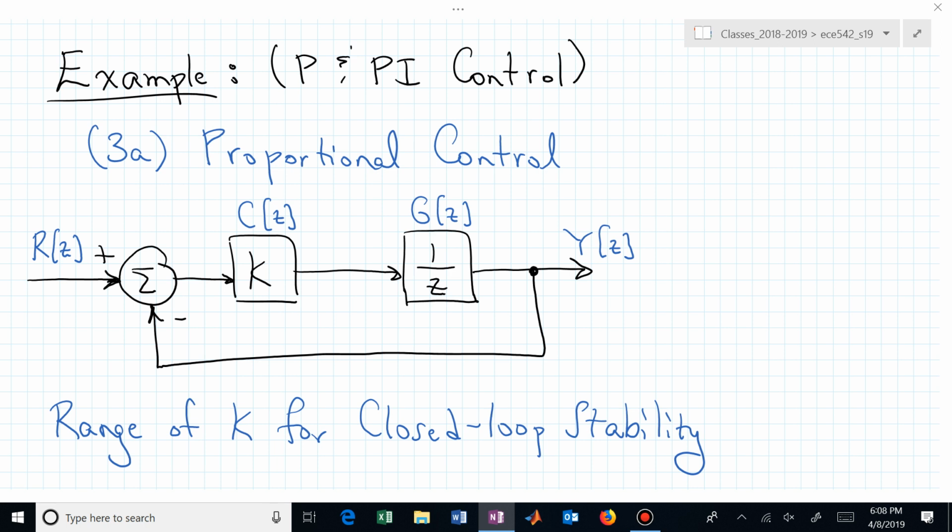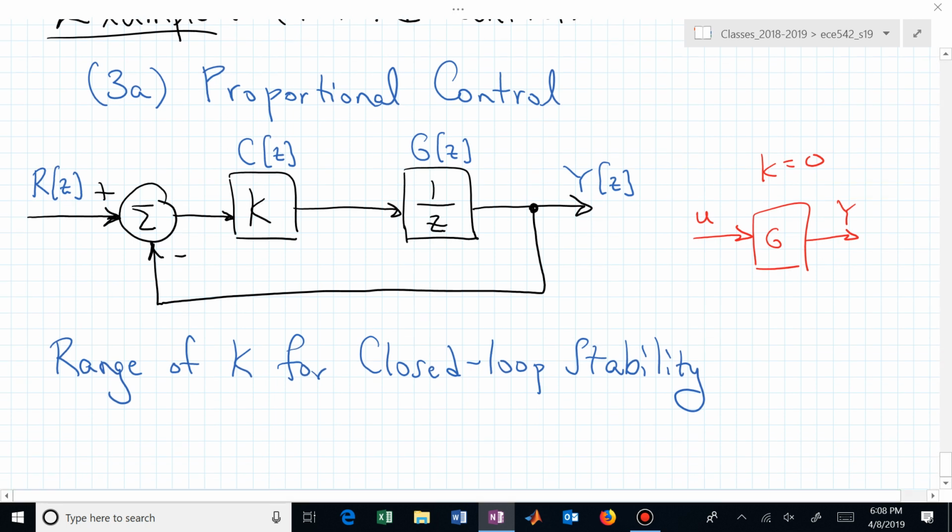When K was equal to 0, then we really just had this system, where this might be U and this is now Y. That was when K is equal to 0, and that's stable. Now, as K gets bigger, what's the range of K for closed loop stability? What's the closed loop transfer function?